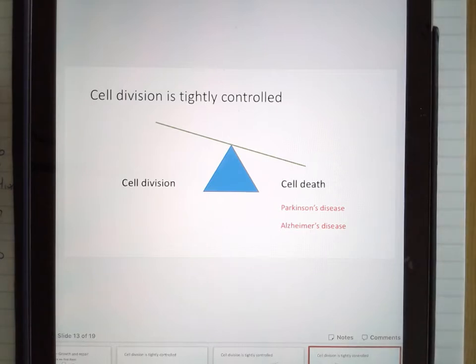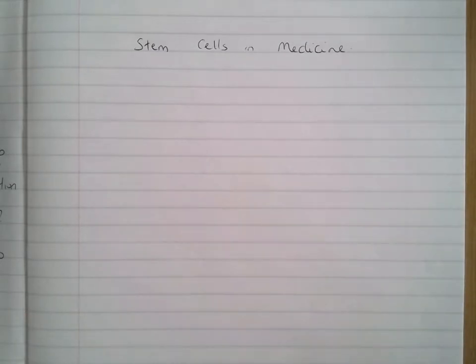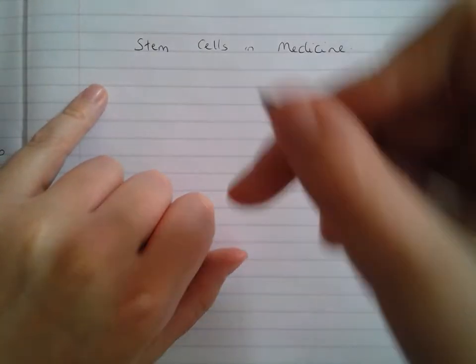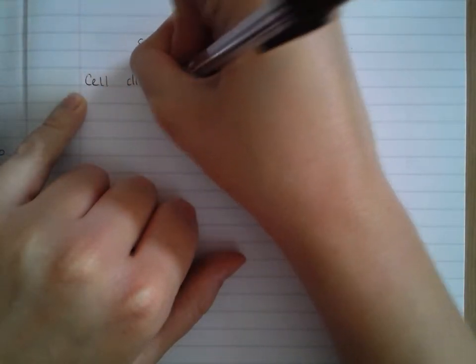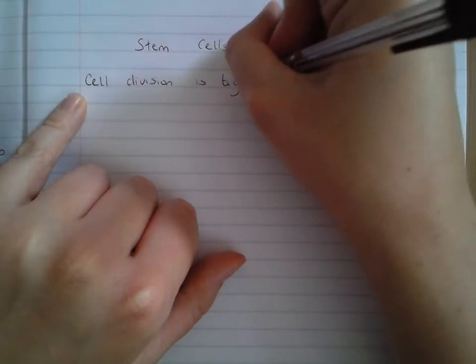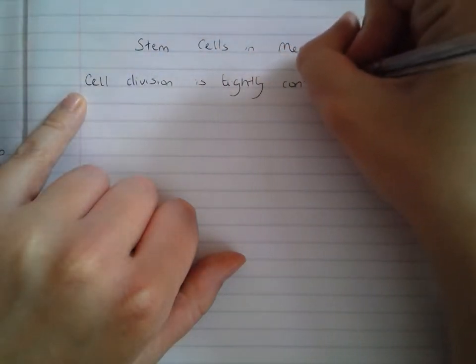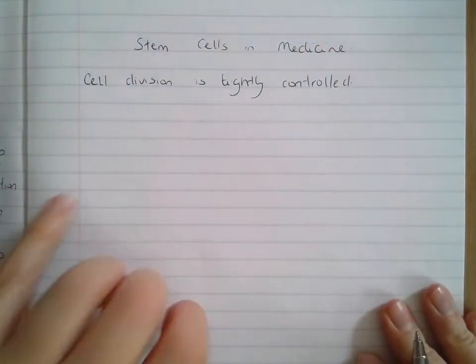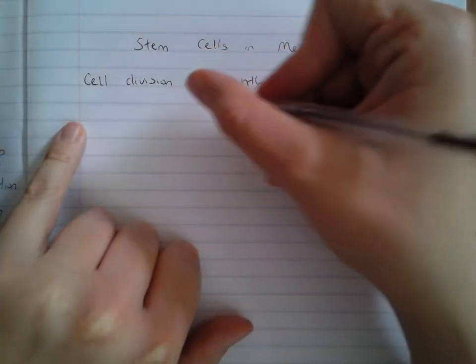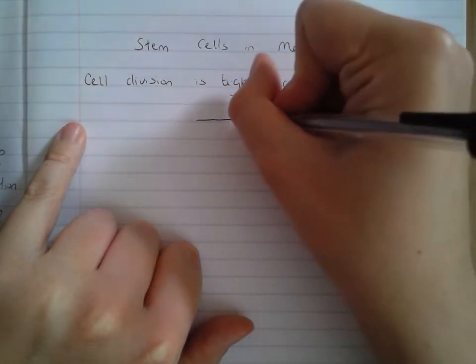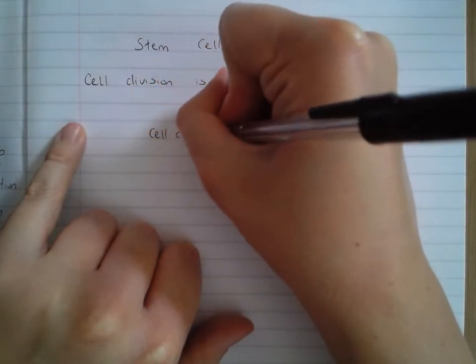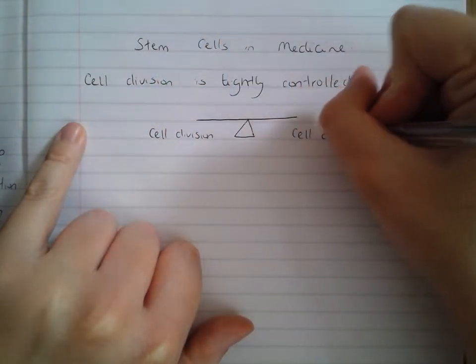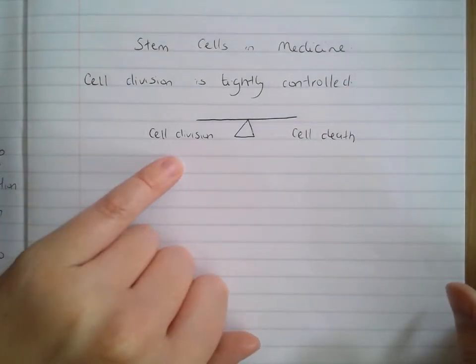So before we move on to look at stem cells, we're just going to jot down these two little schematics in our books, okay? And we're just going to say cell division is tightly controlled. We're not going to go into the control mechanisms. Just take my word for it that cell division is tightly controlled. I'm just going to draw out my little seesaw, because I think it's quite easy to draw. Okay, and I've got cell division, and I've got cell death. And in this case, they are balanced.